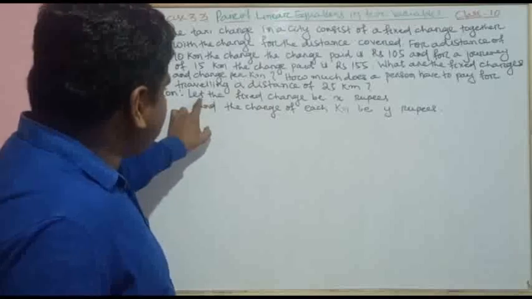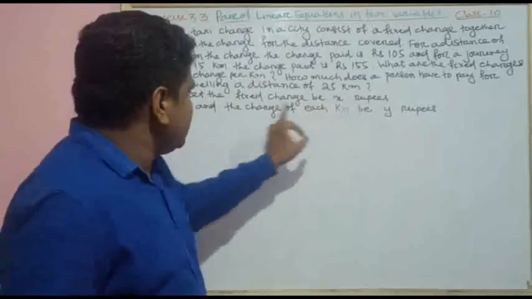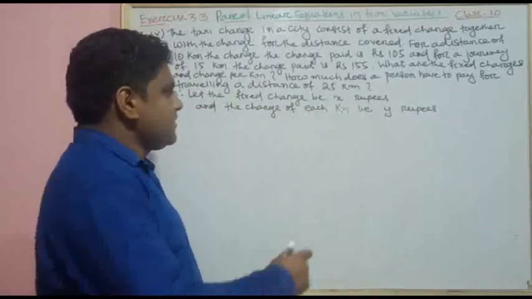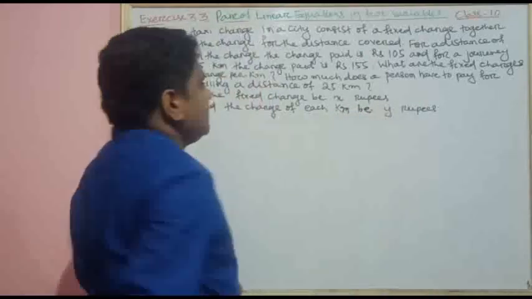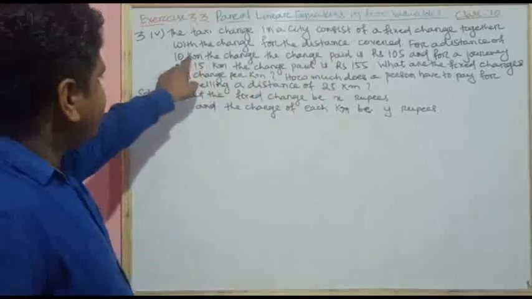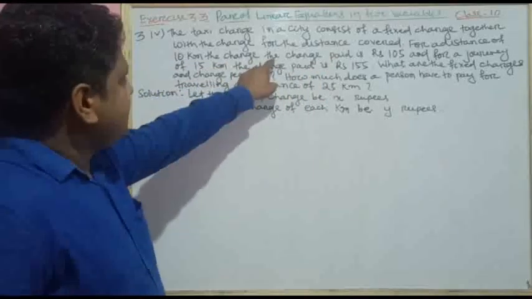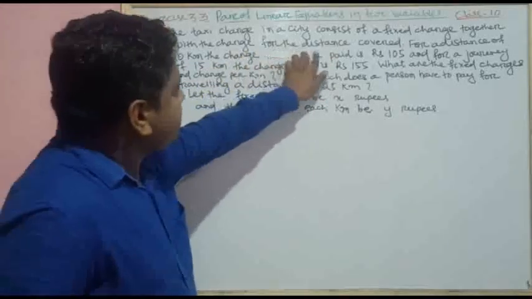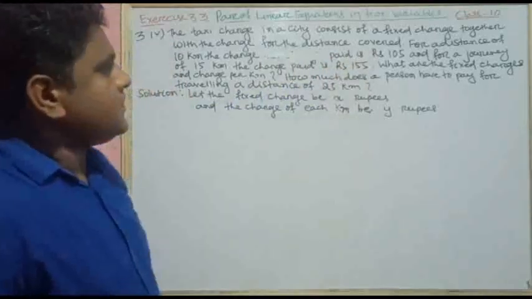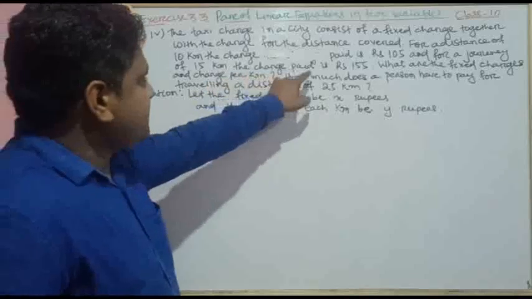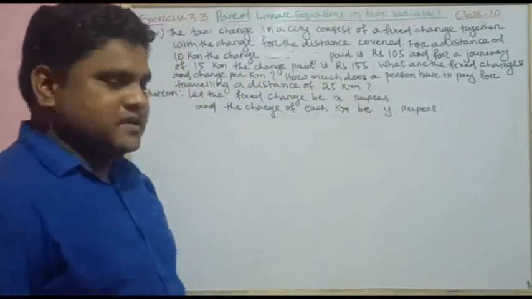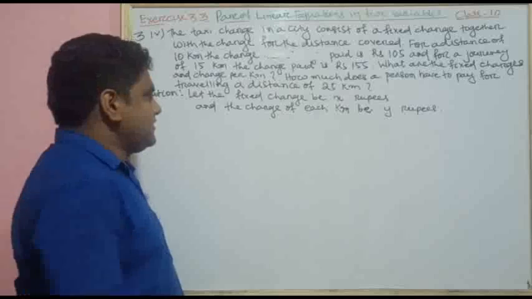So we have assumed that let the fixed charge be x rupees and the charge for each kilometer be y rupees. So for a distance of 10 km the charge paid is 105 rupees, and for a journey of 15 km the charge paid is 155 rupees. So we can make equations like this.